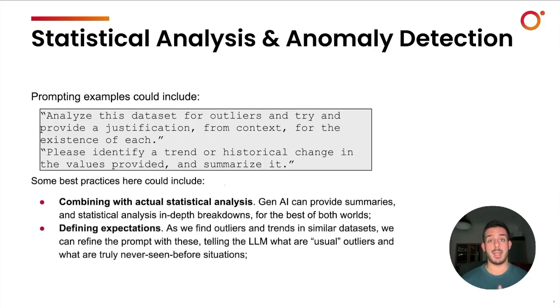And also, you should define the expectations for that analysis, right? As we find outliers and trends in similar datasets, we can refine the prompt with ease. So you can tell the LLM what are the usual outliers or the usual biases. In other words, what to already expect in a way in terms of issues and what are truly never seen before situations, right? So you don't just need to do a general analysis, if you will. You can already tell the LLM, these are the problems that we are already expecting to find, but please flag especially the problems that are not the usual ones. In a way, you are adjusting the expectations of the LLM when it's performing the analysis.